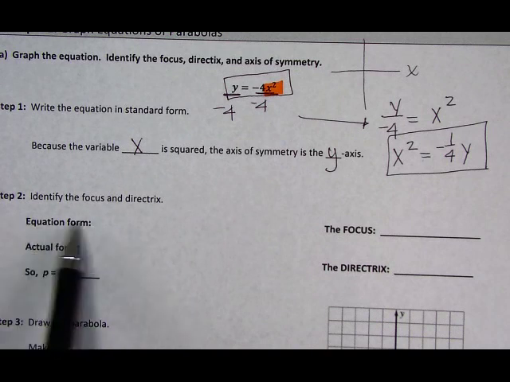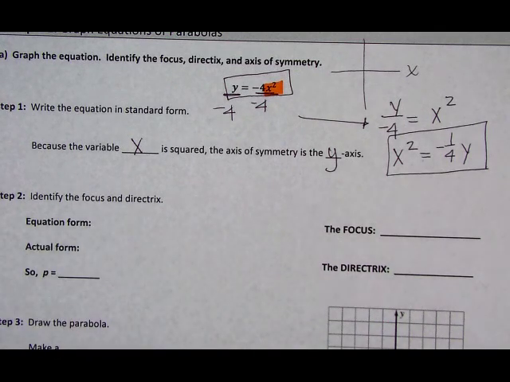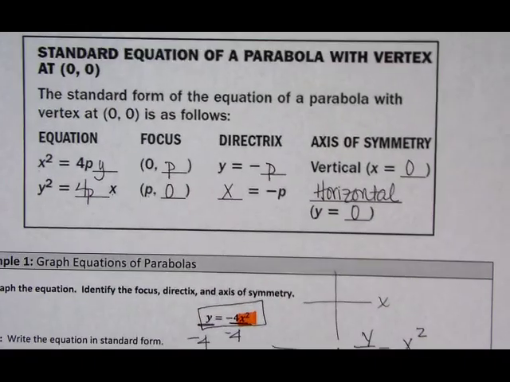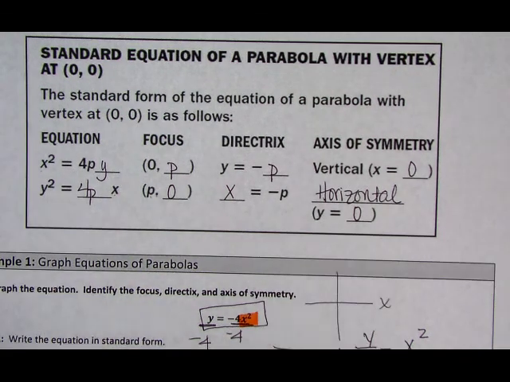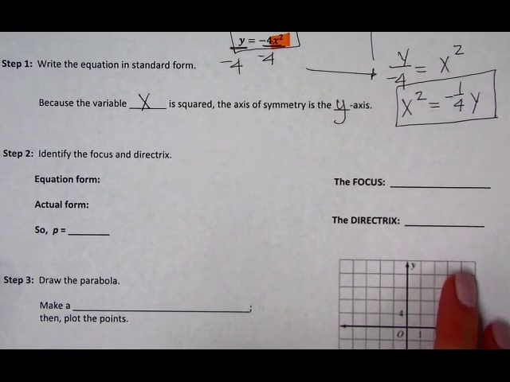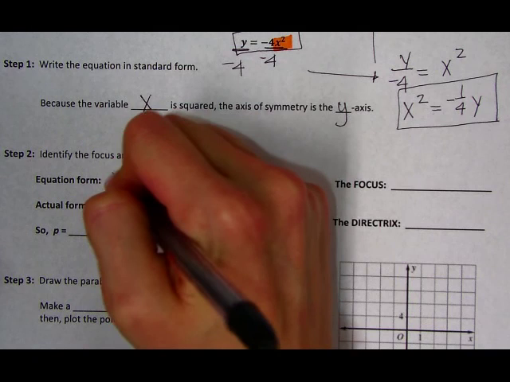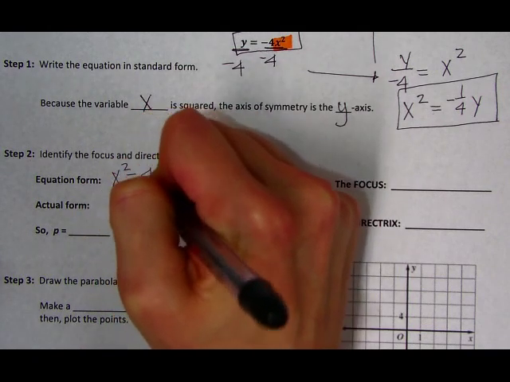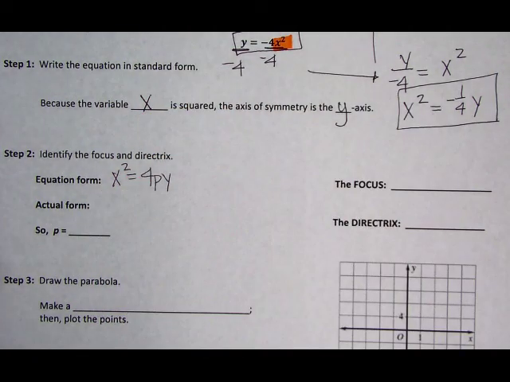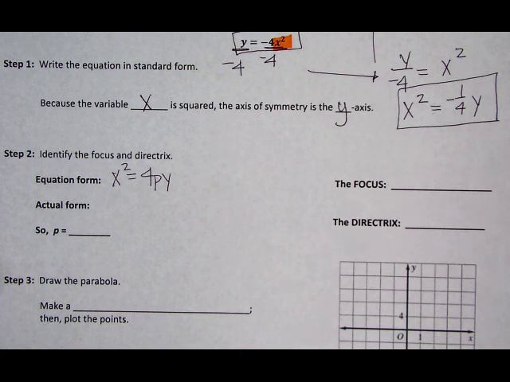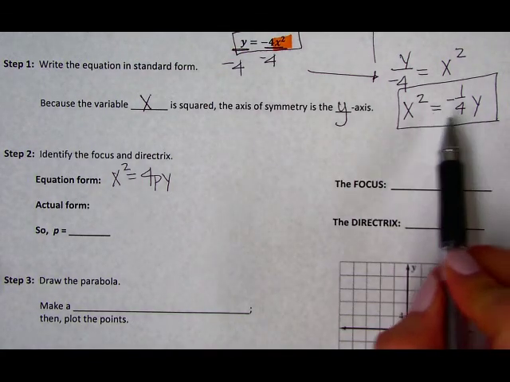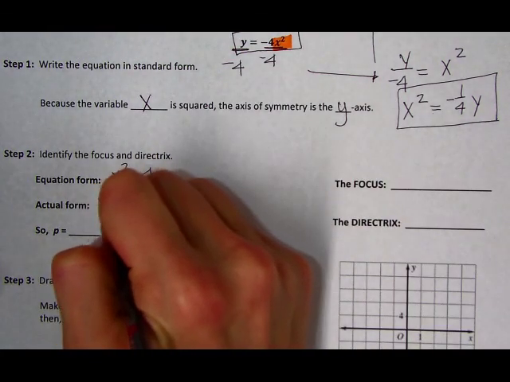Well, I know that my equation form, the one that I want to match, if I look up here to my equation form, I know my x is squared, not my y, but my x is squared. So I want to write this equation form in step 2. So step 2 equation form is x squared is equal to 4py. Okay, so that's my equation form. My actual form, the form that I got when I simplified and got x squared by itself, is this form. So I'm going to write what I got down.